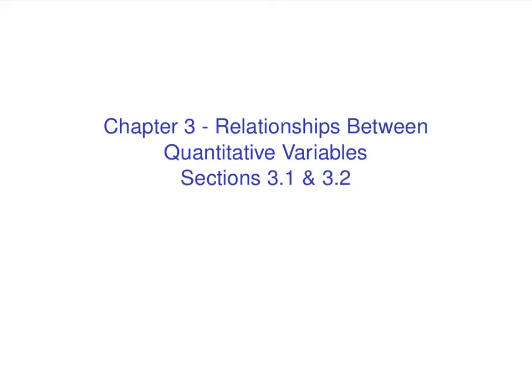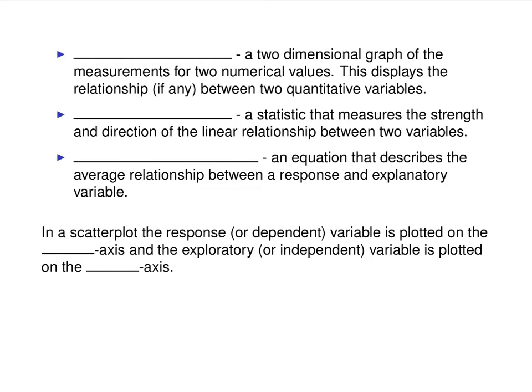In this lesson, we are going to discuss relationships between quantitative variables, and we're going to discuss how to display these things graphically. Remember that quantitative variables are things that can be represented by numbers, versus categorical variables where the variables are category names. So first, a scatterplot is a two-dimensional graph of the measurements for the two numerical values. This displays the relationship, if any, between the two quantitative variables.